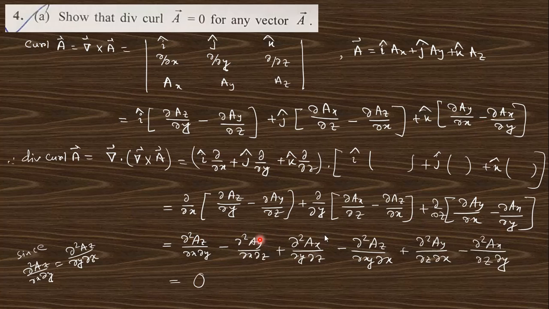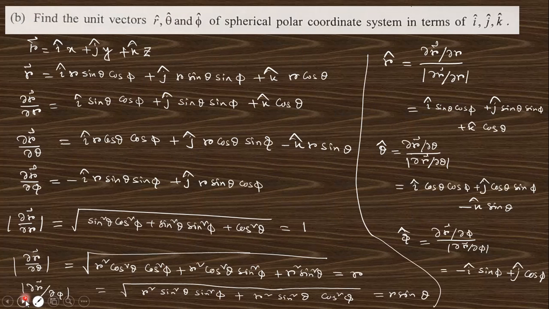So in the partial derivatives we will get, since these two are equal, that is del squared Az by del x del y equals del squared Az by del y del x. If we interchange these two, we will get the same. So you can see here that these cancel each other out, and we get 0. Go to the next question.